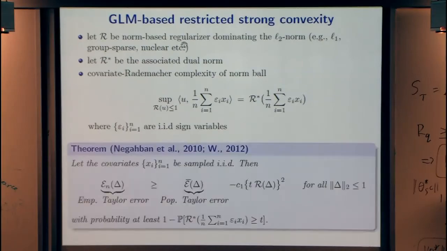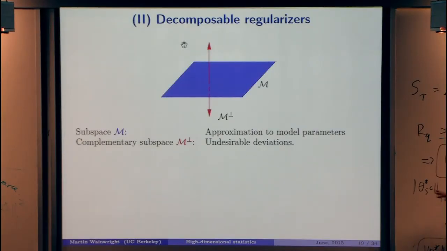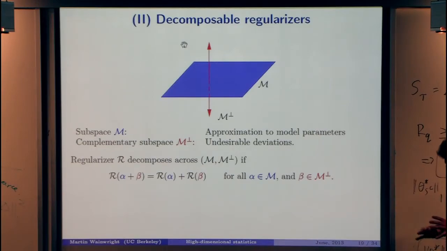And so the way we do this is we imagine there's some subspace. Think about it as a model subspace. It's where you think your model vector or matrix might lie. And there's a complementary subspace which is in some sense bad directions. Those are the things we want to exclude. And we're going to look at regularizers that are norms.